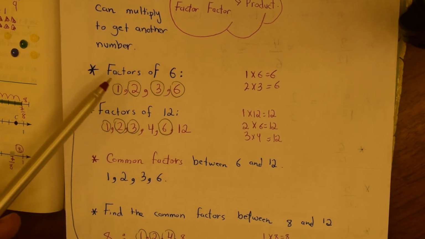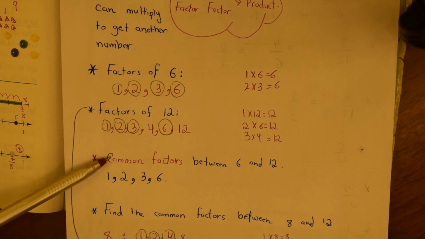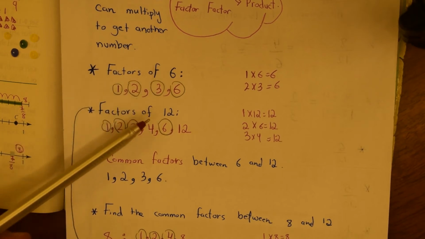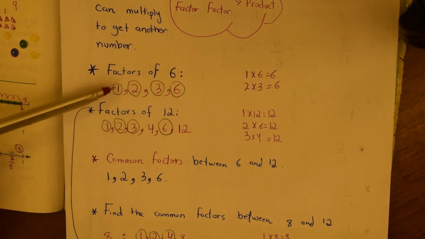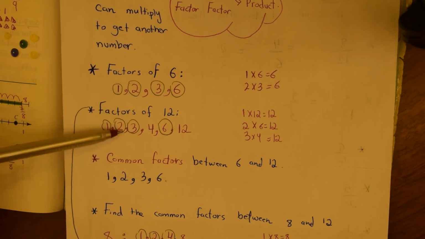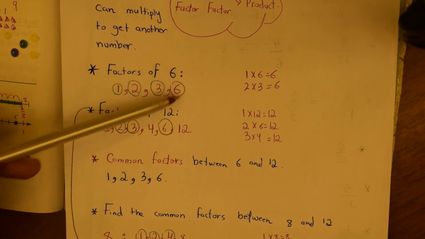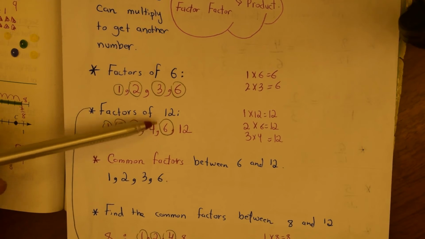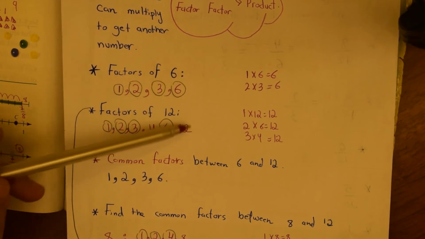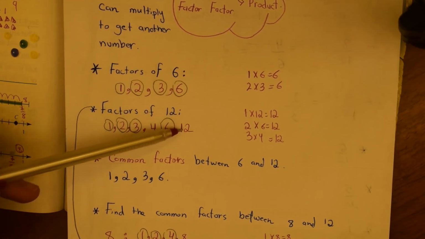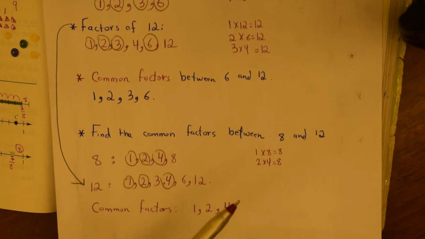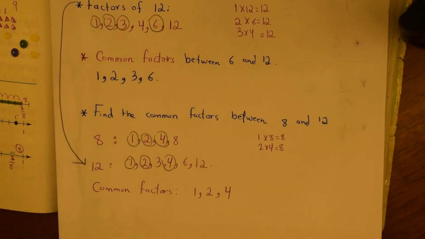Now after finding the factors of 6 and 12, I have to find the common factors between 6 and 12. Then I will look for the common numbers up and down. I have 1, 2, 3, and 6. 4 is not a common factor because I cannot find the 4 here, and 12 is not common because it's only here.